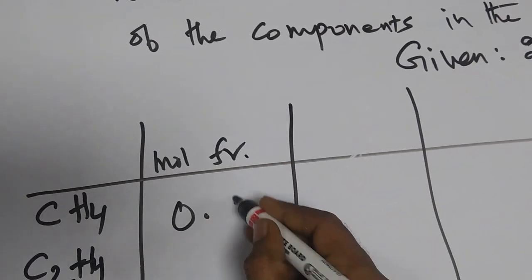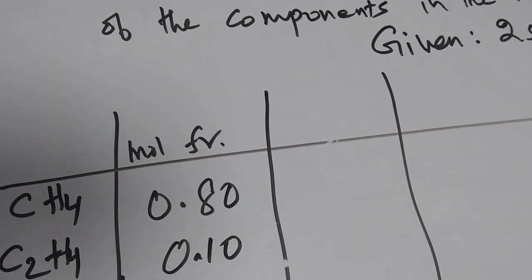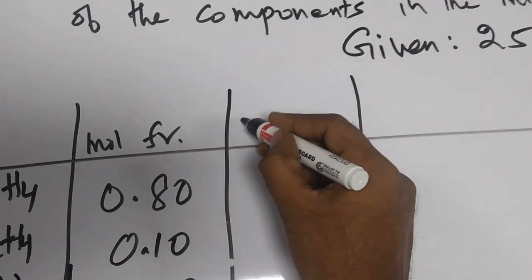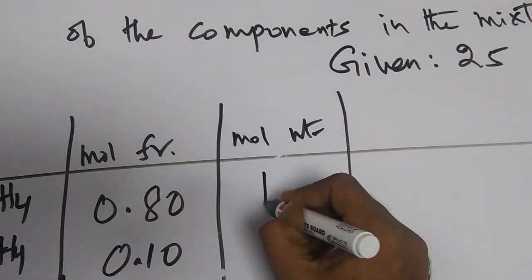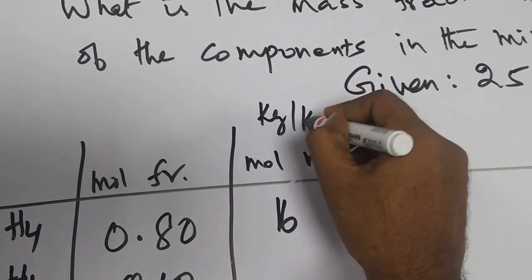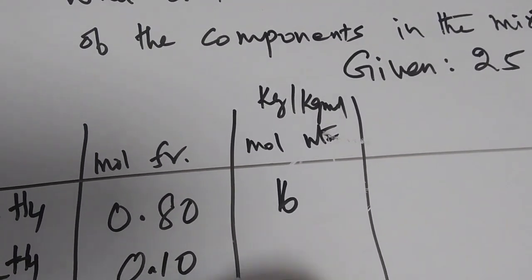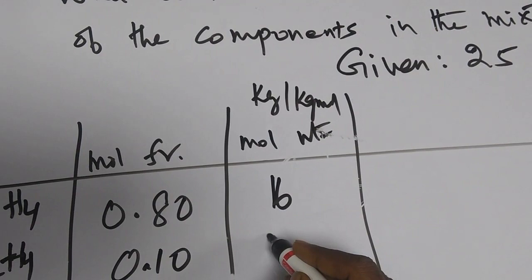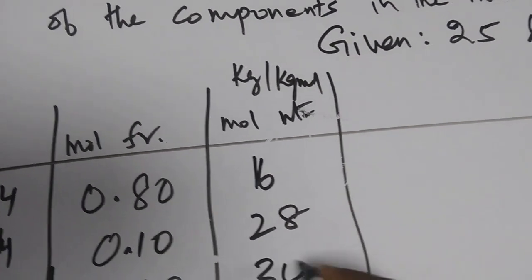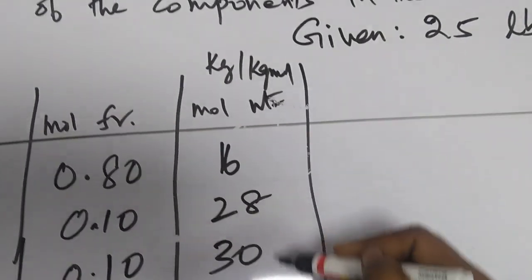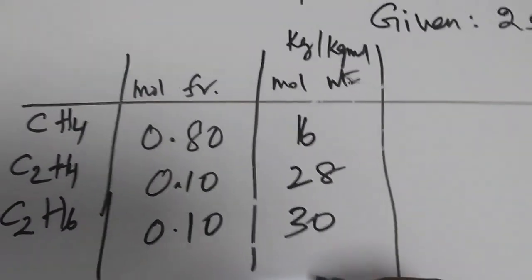If you write it in terms of mole fraction, it is 0.8, 0.1, 0.1. Okay, what is the molecular weight? Molecular weight of methane is 12 plus 4, 16 kg per kg mole. CH4 is 16, C2H4 is 24 plus 4, 28, and C2H6 is 24 plus 6, 30. So we have 16, 28 and 30 kg per kg mole respectively, the molecular weights of CH4, C2H4 and C2H6.